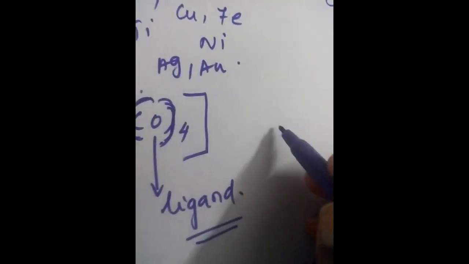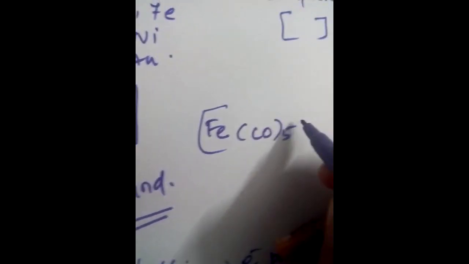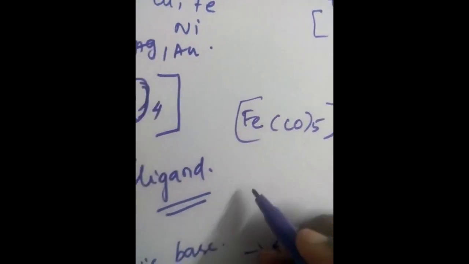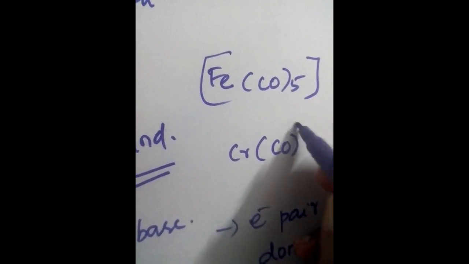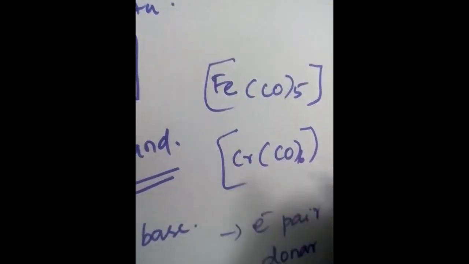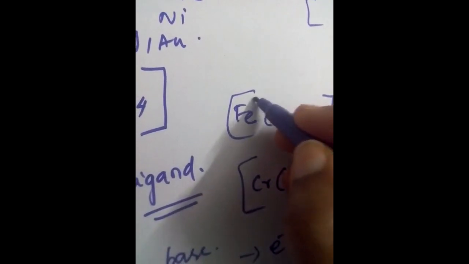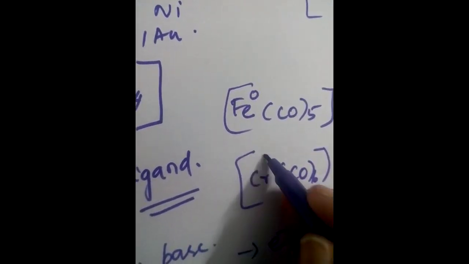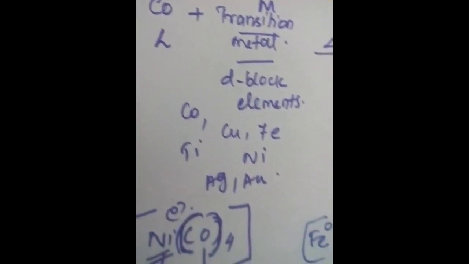And one more example is iron pentacarbonyl, Fe(CO)5, and chromium hexacarbonyl, Cr(CO)6. So these are the three examples given in the textbook. In all these cases, the metal carries the charge, the oxidation state, 0. So carbon monoxide can act as a ligand.